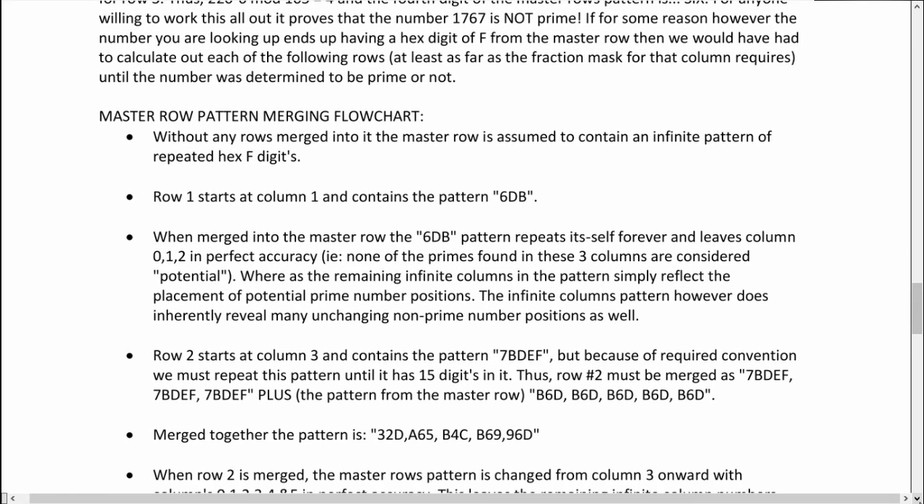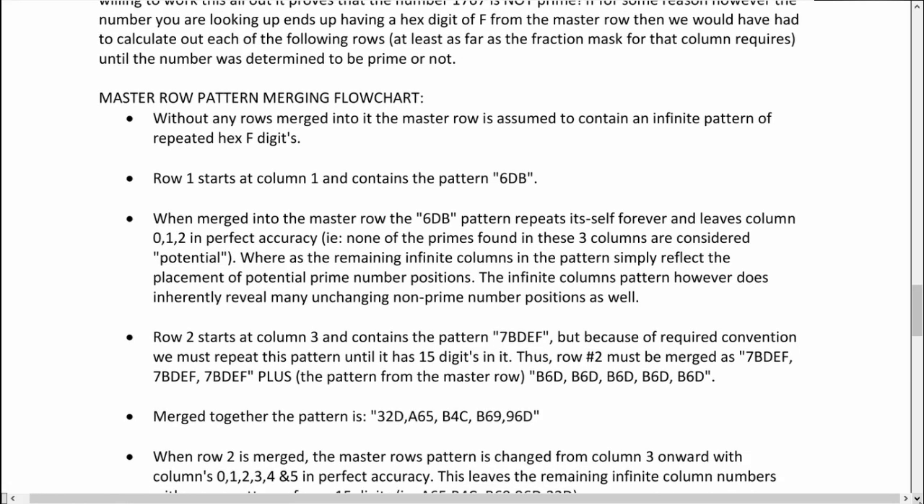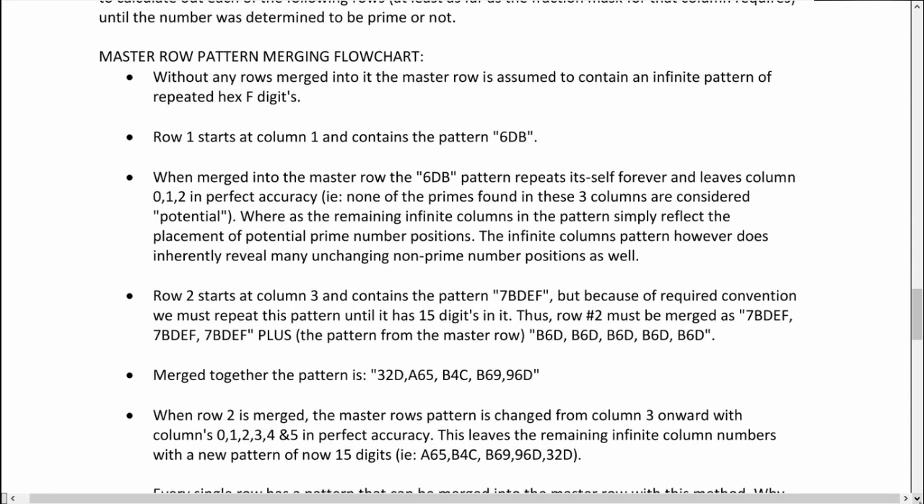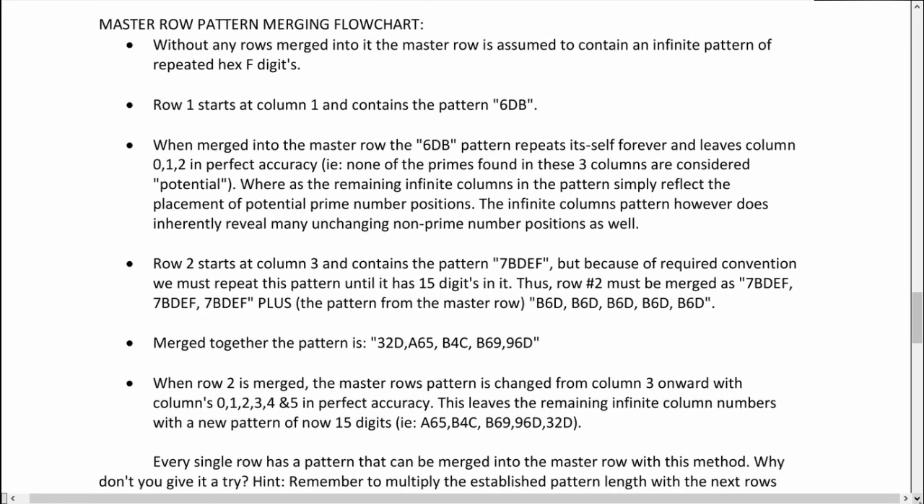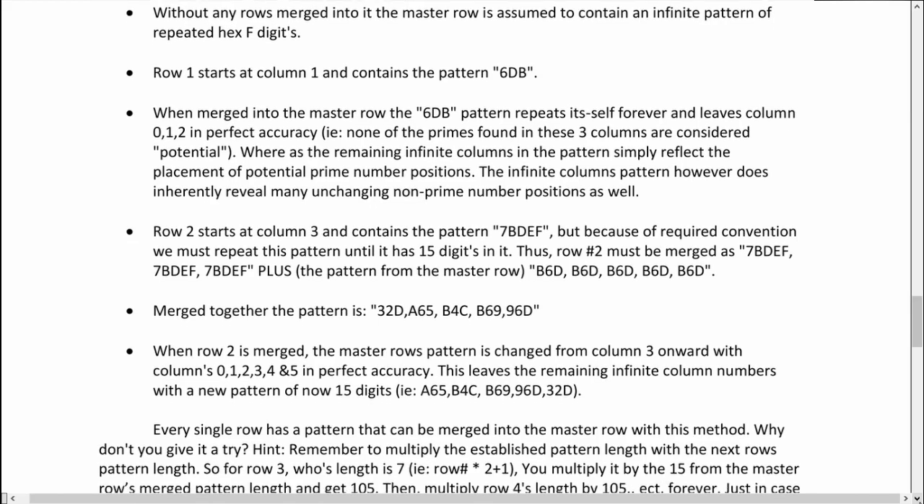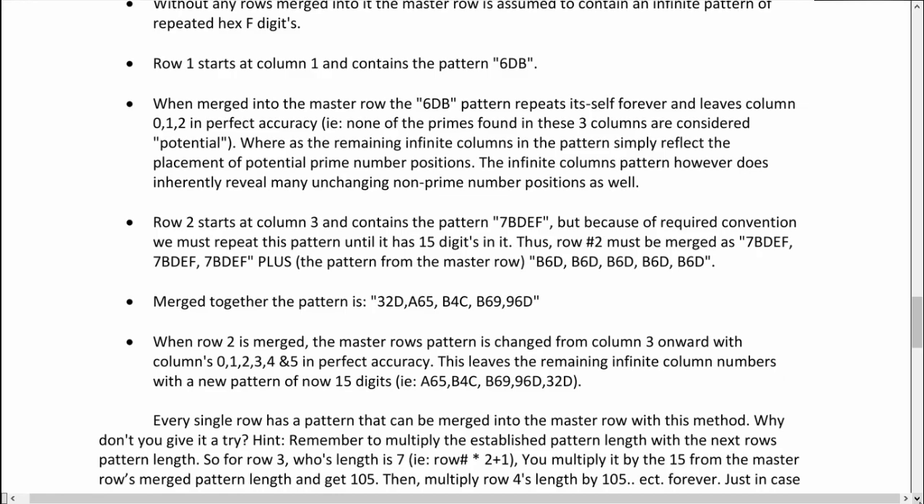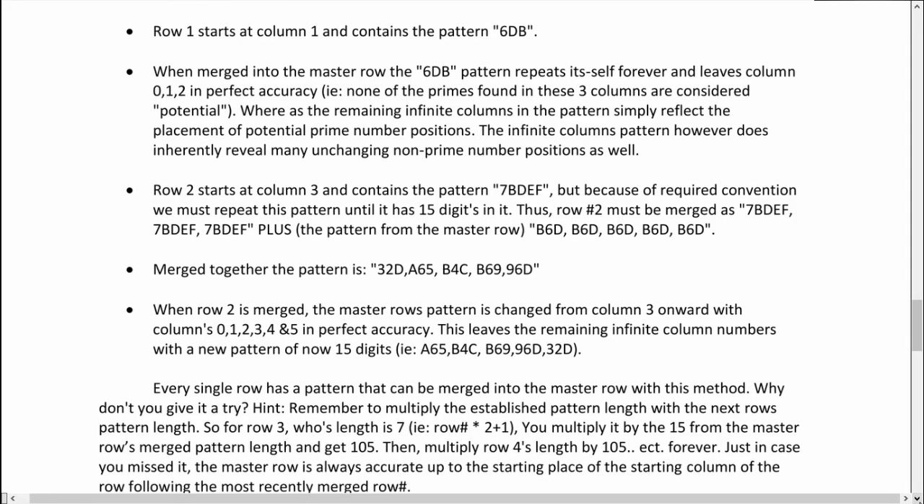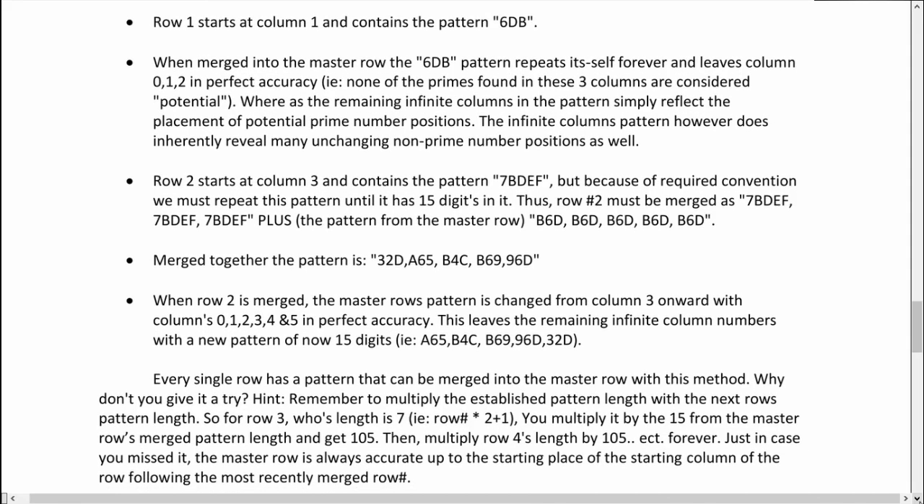Okay, master row pattern merging flowchart. Without any rows merged into the master row, it is assumed to contain an infinite pattern of repeated hex F digits. Row 1 starts at column 1 and contains the pattern 6DB. When merged into the master row, the 6DB pattern repeats itself forever and leaves columns 0, 1, and 2 in perfect accuracy, i.e., none of the primes found in these three columns are considered potential, whereas the remaining infinite columns in the pattern simply reflect the placement of potential prime number positions. The infinite columns pattern, however, does inherently reveal many unchanging non-prime number positions as well.